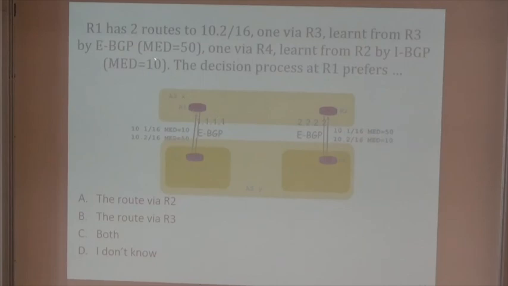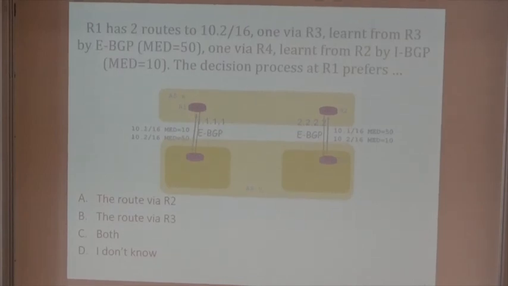Let's see more. So now we are at R1. R1 receives from R3 those two routes. And one via R4 learned from R2 by IBGP with MED equal to 10 to the prefix 10.2. What will the decision process at R1 do for this prefix 10.2.16?